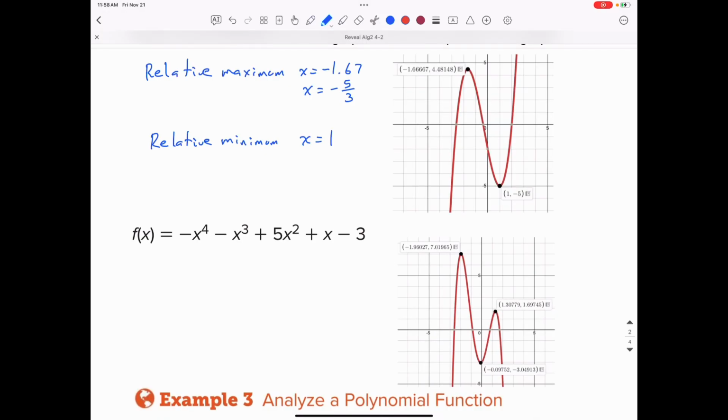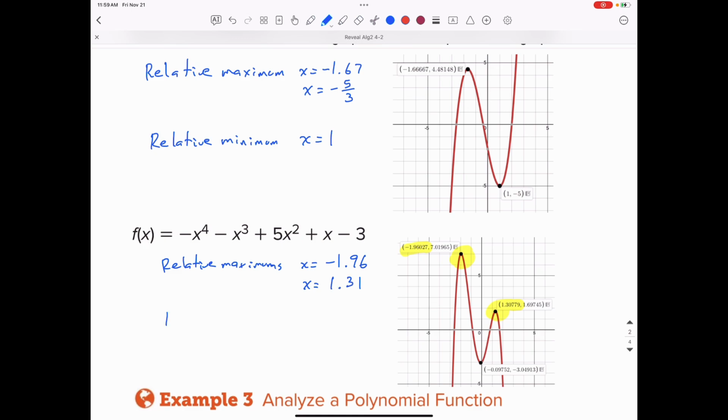So to answer the question, what are the x values of all the extrema? We have two relative maximums. Again, we have a relative maximum here and here. So those are the x values for that. Relative maximums will be at x equals about negative 1.96, and also a relative maximum at x equals about 1.31. Excuse me, that's positive 1.31.